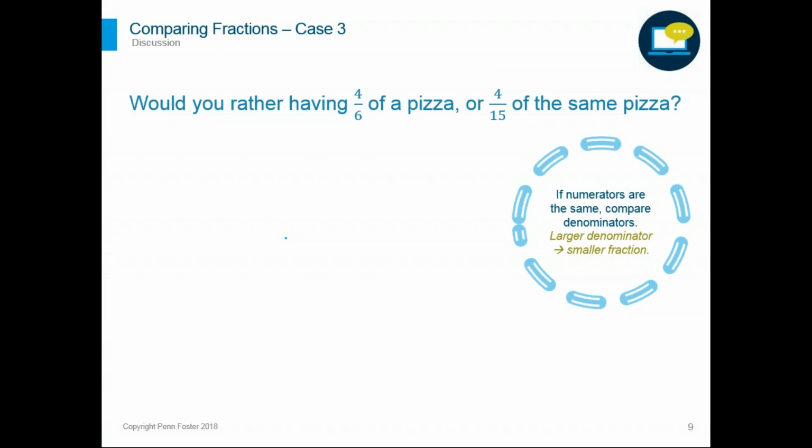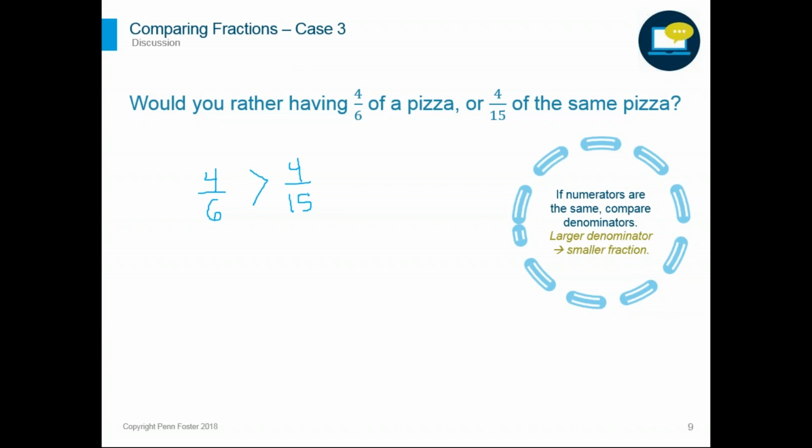And the answer would be the 4 over 6 because you're going to get 4 large pieces. So what's the rule behind it? The rule behind it is when you have two fractions that have different denominators but the same numerator, the fraction with the smaller denominator will be the fraction of the larger value. So in that case, I'm able to right away say that 4 over 6 is greater than 4 over 15.